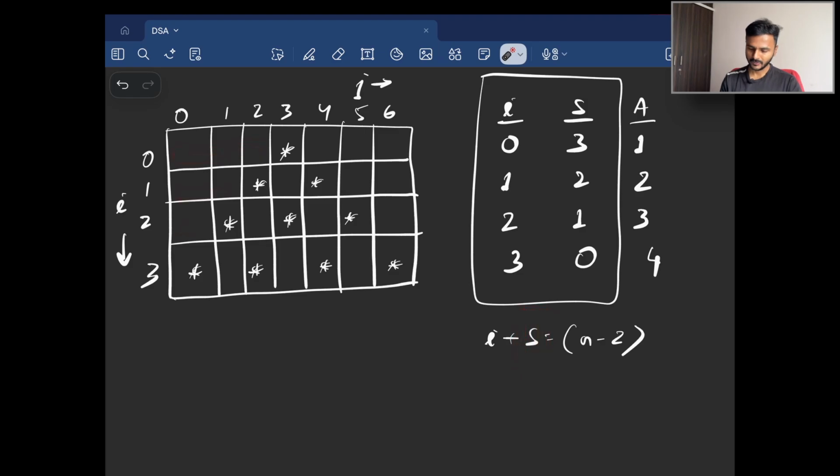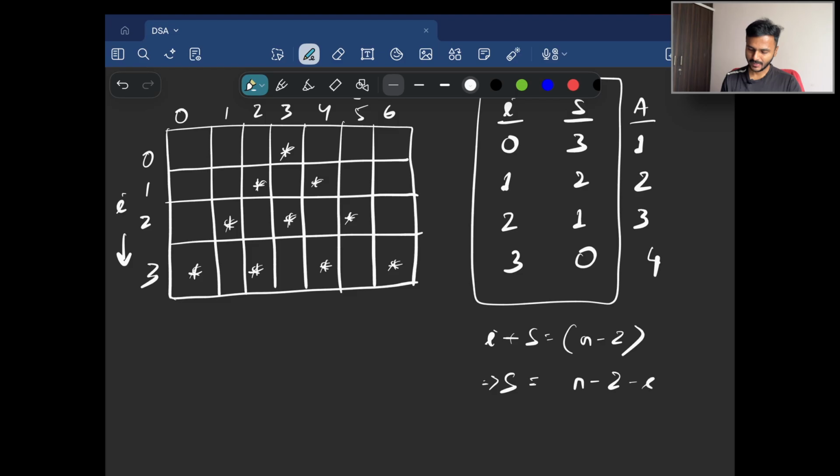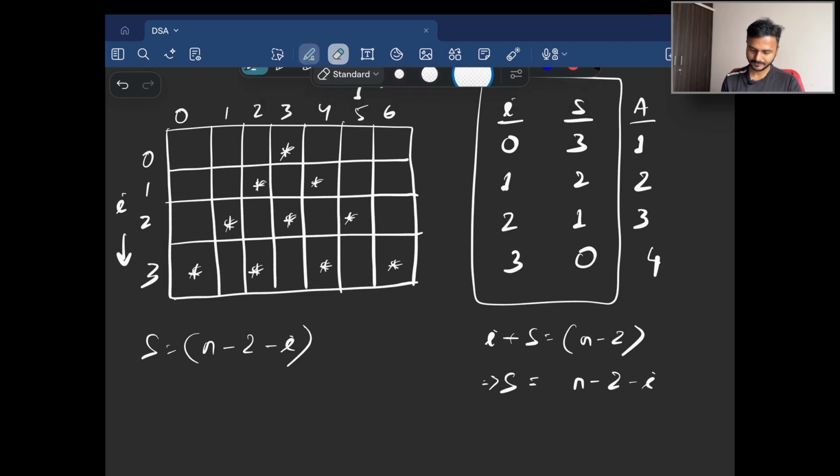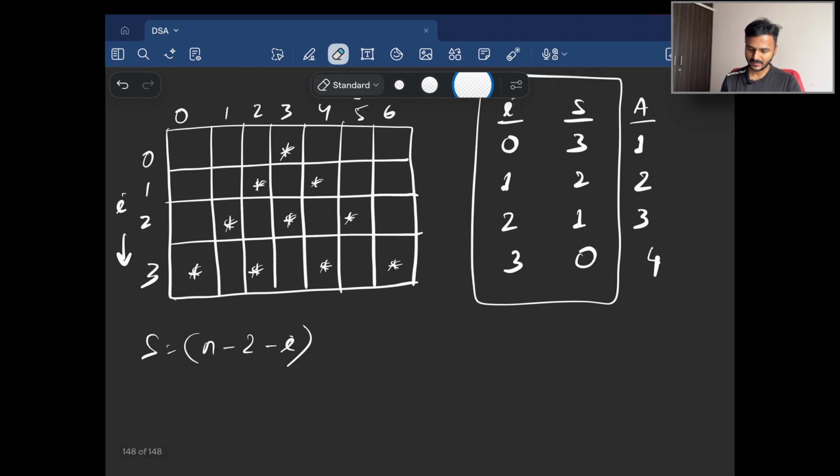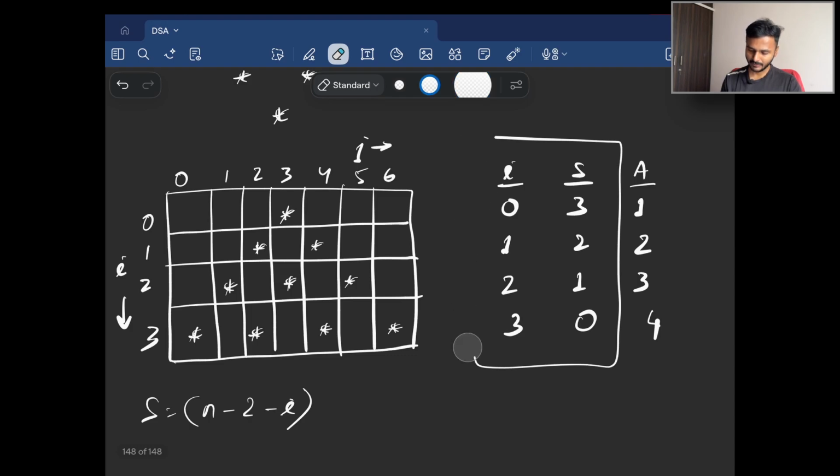Now, we are trying to find out the number of spaces that we have to print in any given row. So if we make S the subject, can we say n minus 2 minus I will be the number of spaces given a particular value of n and a particular value of I? We can, right? So let me note this down over here. It is n minus 2 minus I. So we're done with finding a relation between the row number and the number of spaces that we will print in that row.